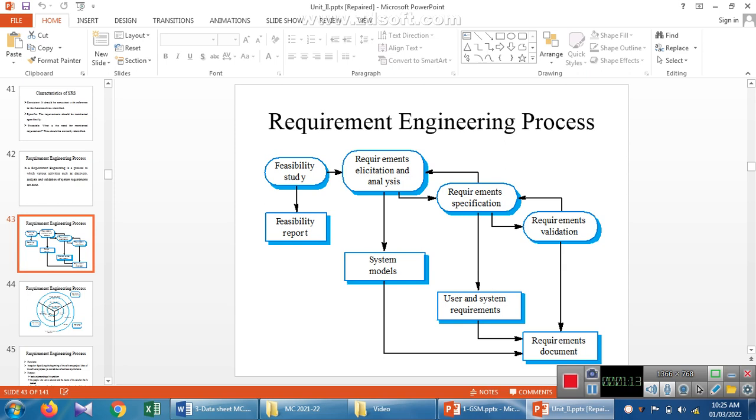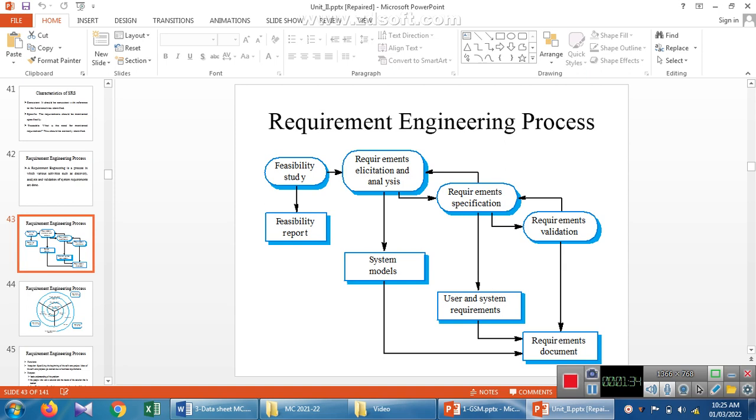In this requirement elicitation and analysis, we are developing the system model. Parallelly, we are giving a requirement specification. That requirement specification can be identified by the requirement validation. The requirement specification gives the data to the user and system requirements, and requirement validation gives to the requirement document.